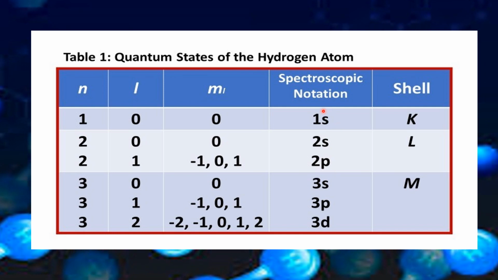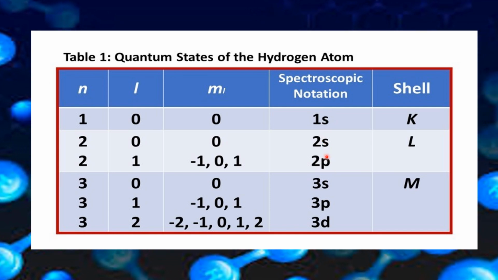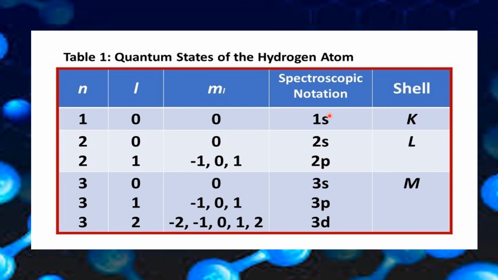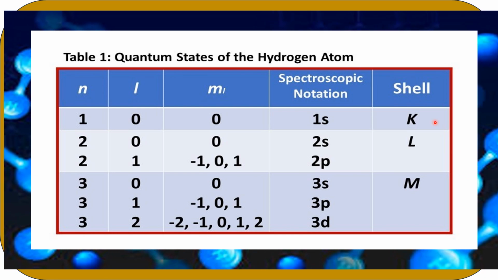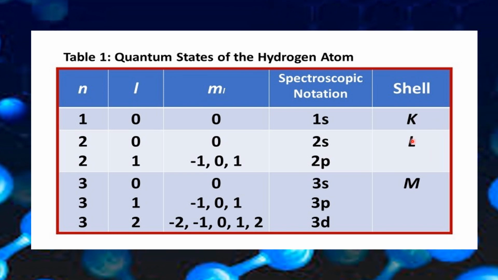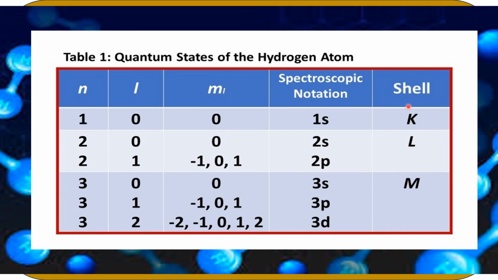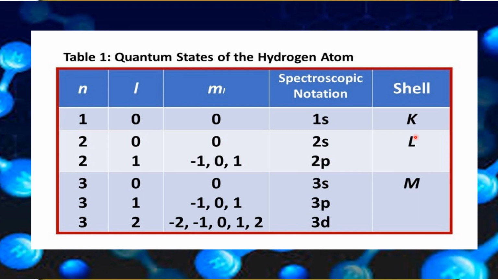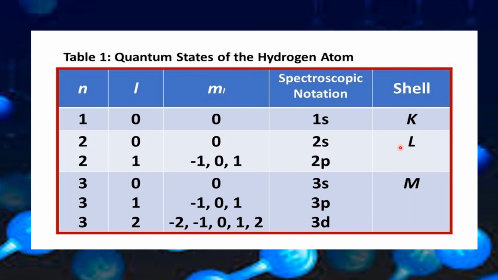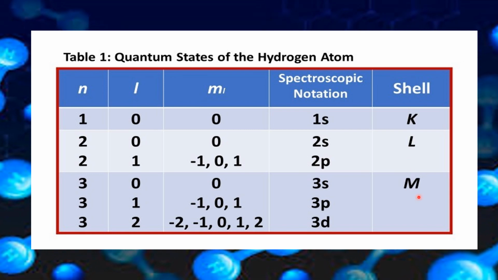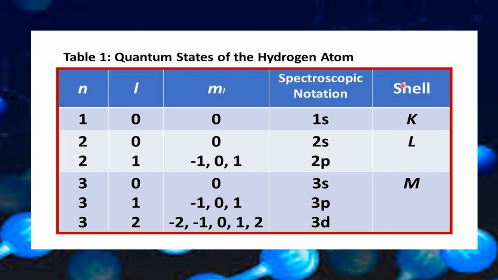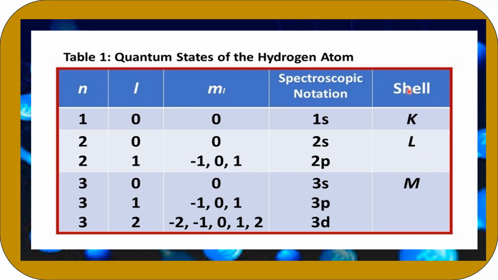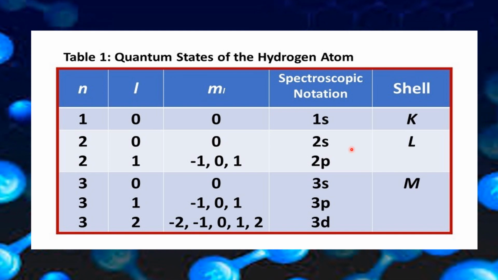This is how they label the orbitals at the different energy levels in chemistry. And in the last column, we also have the energy levels expressed in terms of the capital letters K, L, and M, corresponding to the principal quantum number n equals 1, n equals 2, and n equals 3 respectively. So they call these the shells: K, L, and M shells.